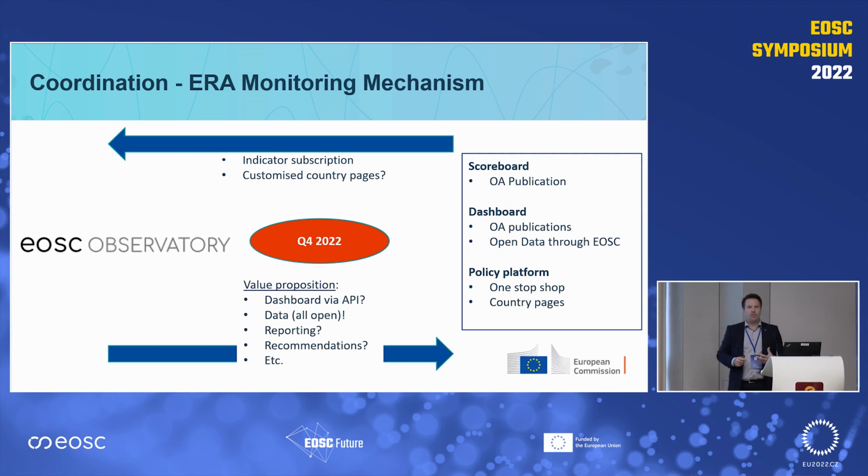And my question is, what will they look like? We don't know yet, because it will be developed now. There will be a dashboard with around 20 or 18 indicators. Also, that will be open, and there will be data there. Open access publications and open data through EOSC will be presented there. How will it be presented there?